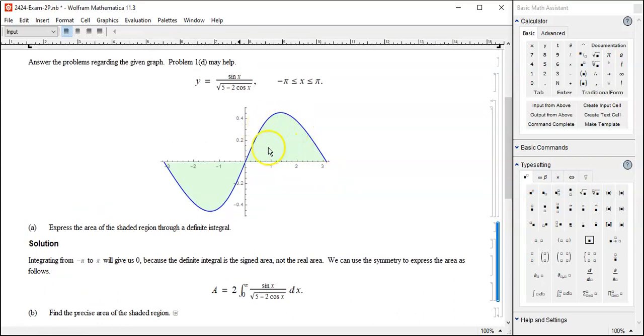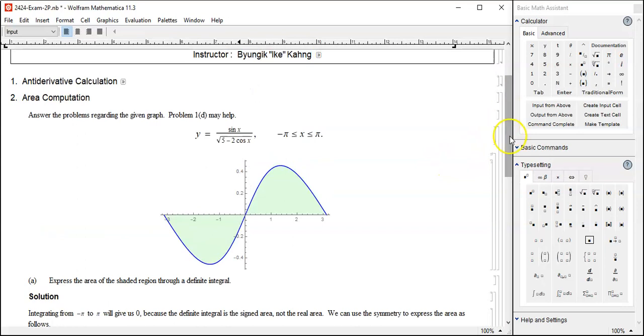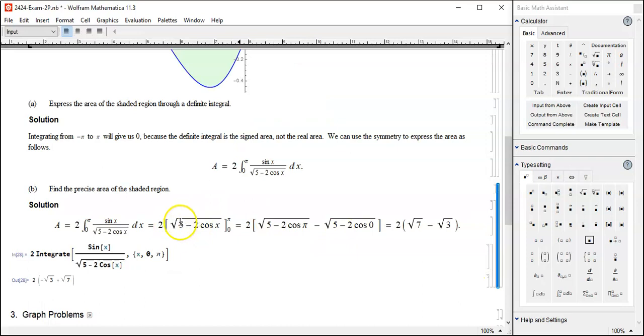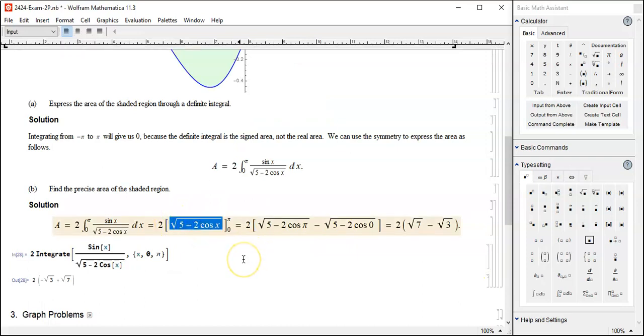Take the area of this part and then double it. You see, you have symmetry, so it'll work out. So the integral from 0 to pi and then double it. Now as for calculating this integral, we already did it in the previous problem, so let's recycle that computation. We already did it. 5 minus 2 cosine of x to the 1/2 power, or equivalently square root of that. And then plug in pi and plug in 0, subtract one from the other.